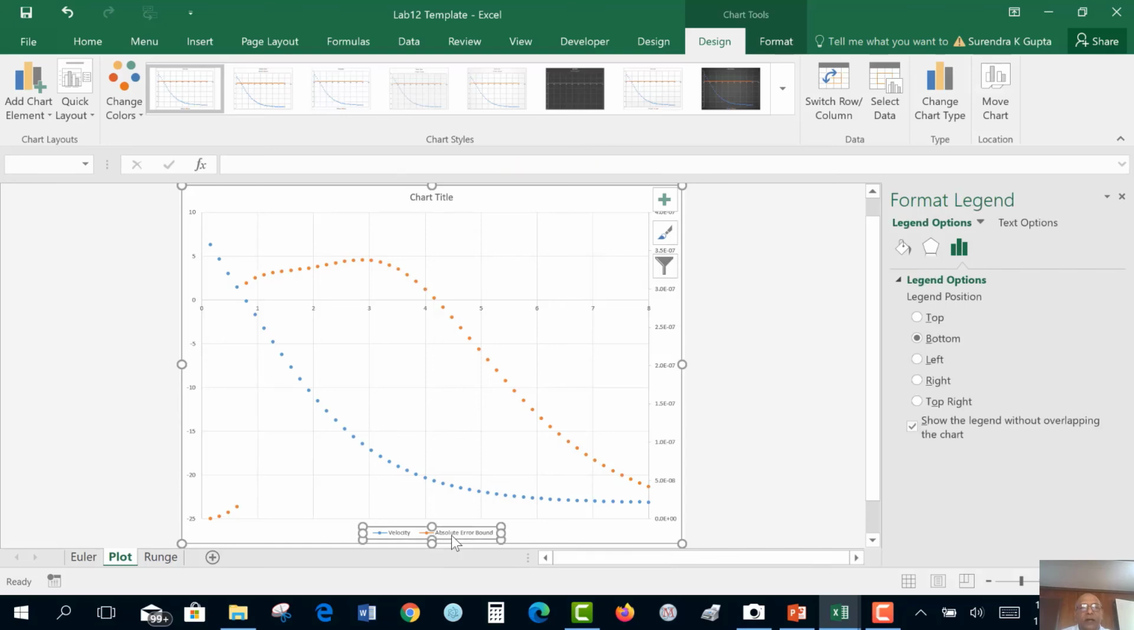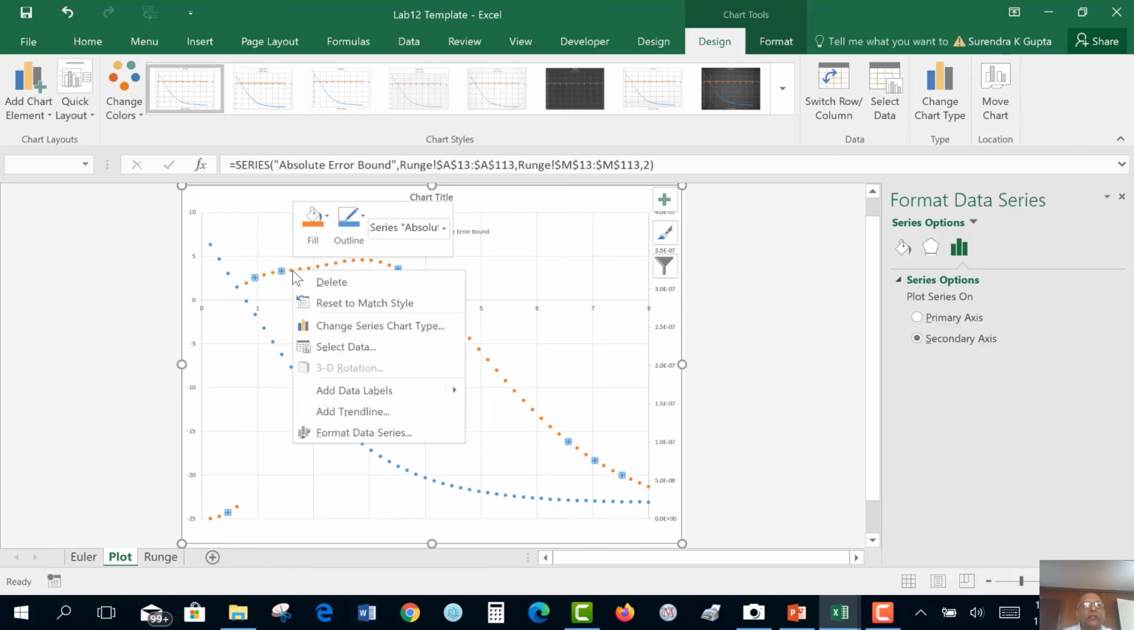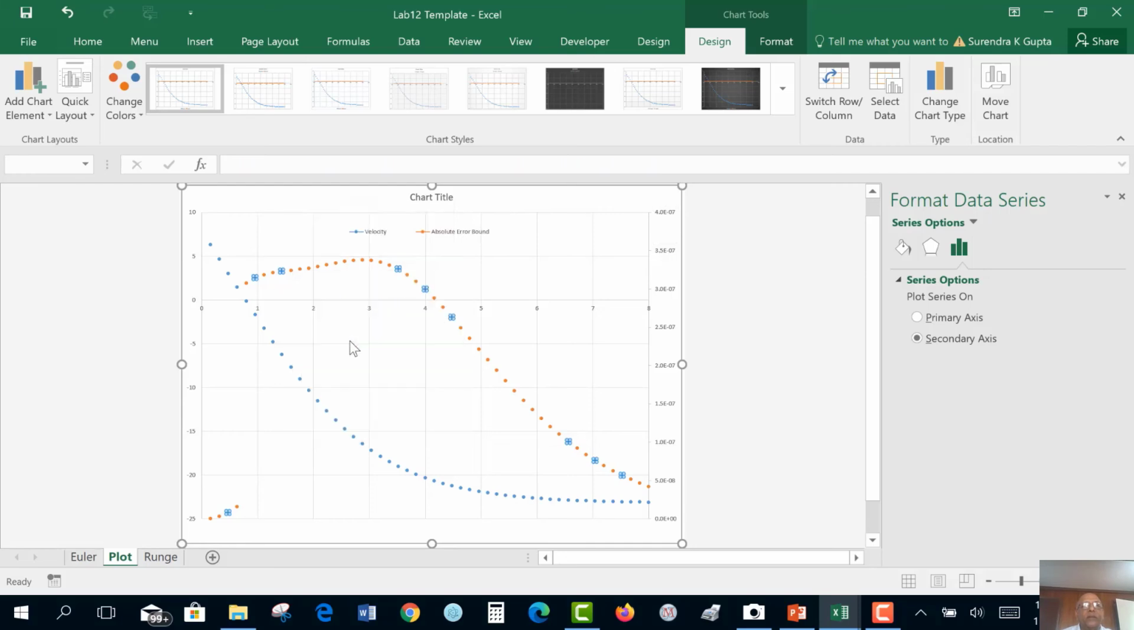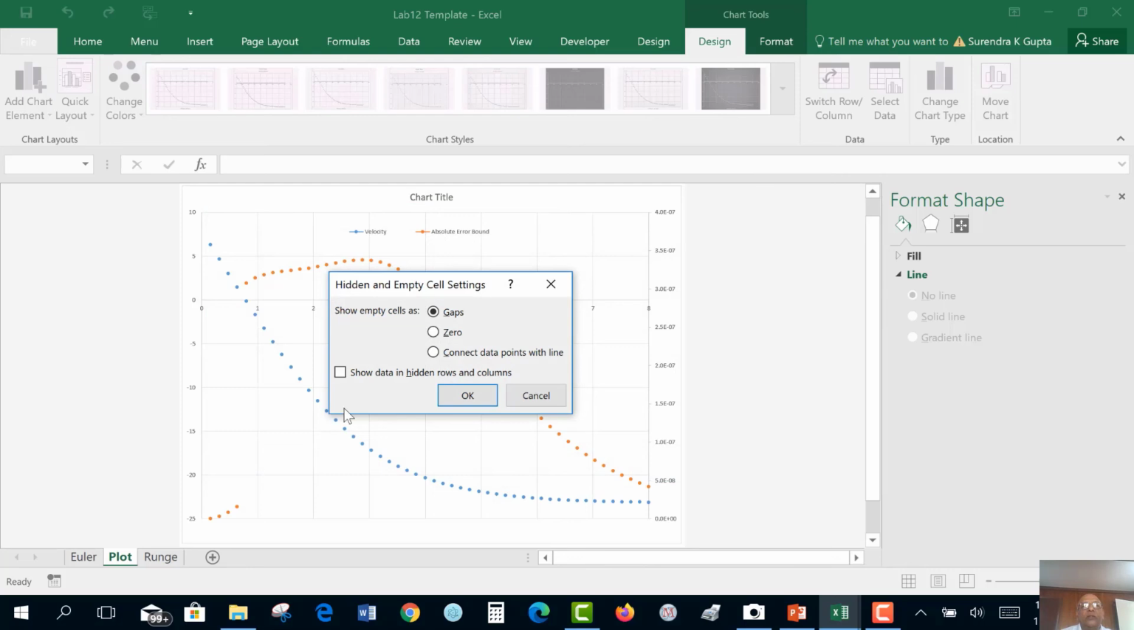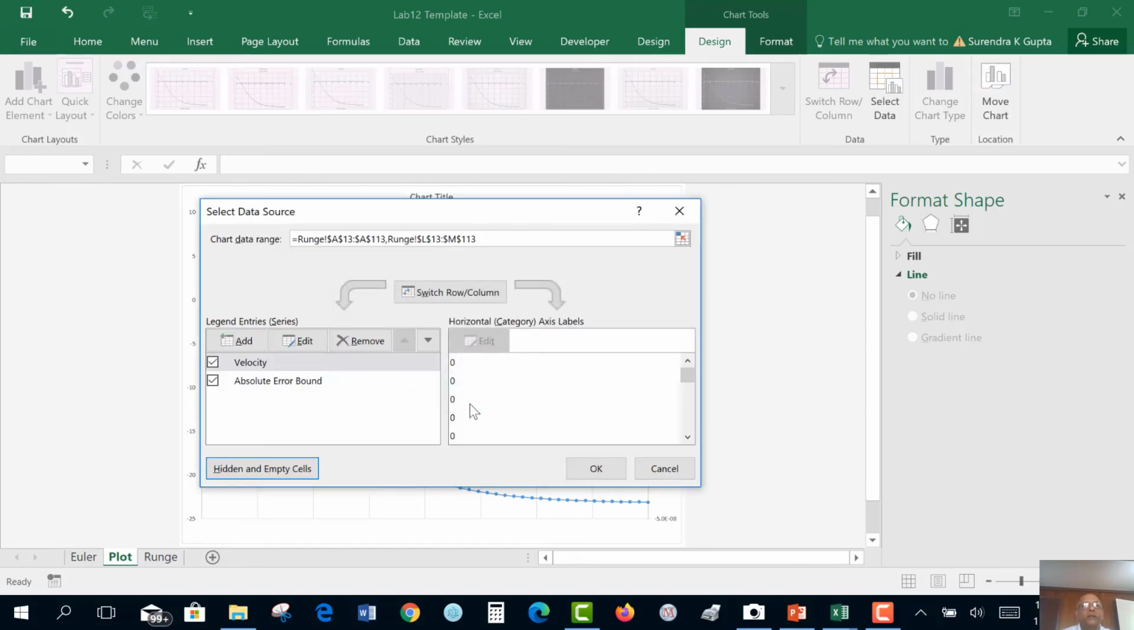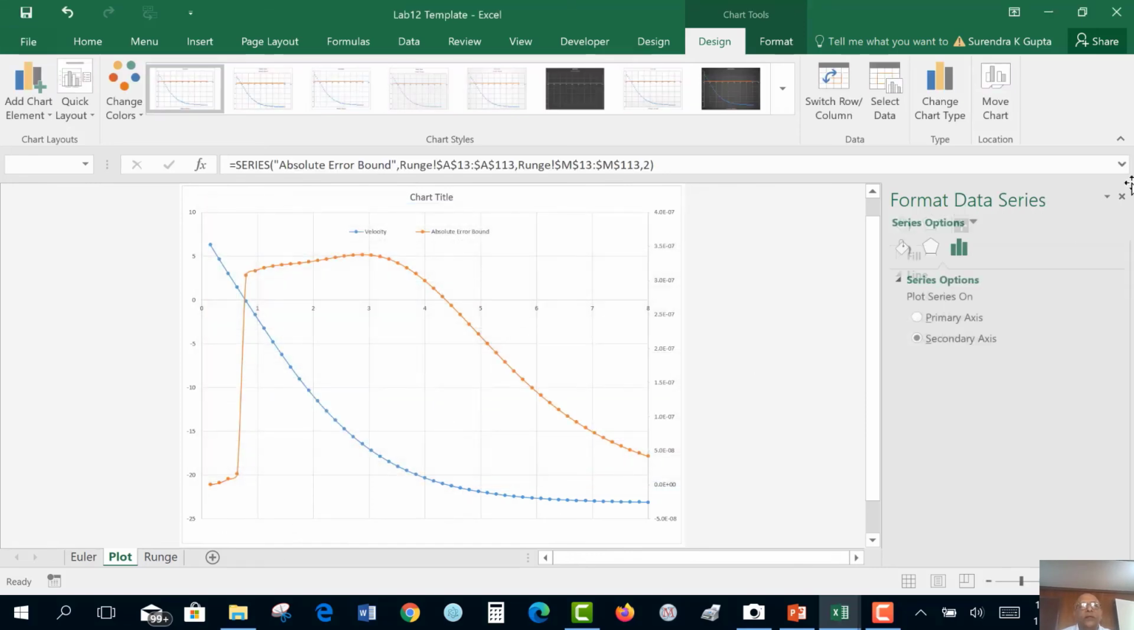Okay, so now we can take our legend and move it up. Okay, let's also decide, suppose you hide any rows. So we want to make sure first of all we connect data points, and we plot also hidden rows and columns. Okay, we're in pretty good shape.